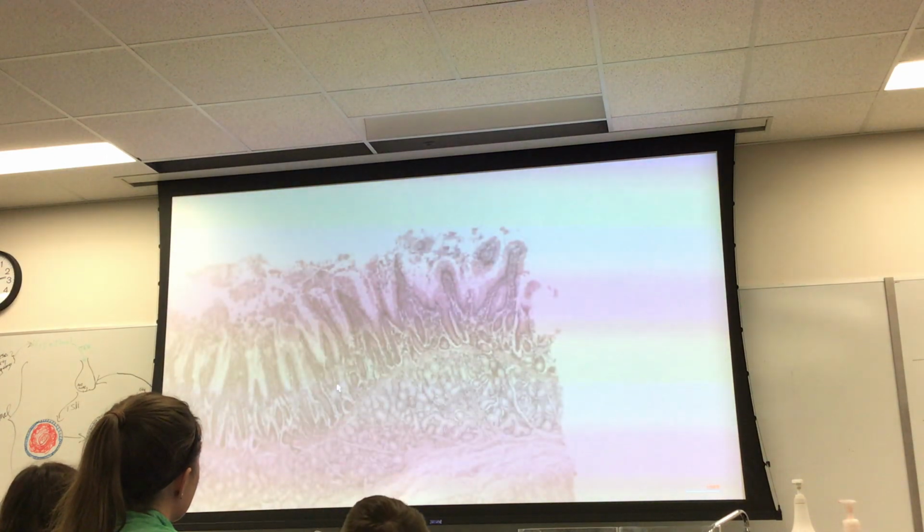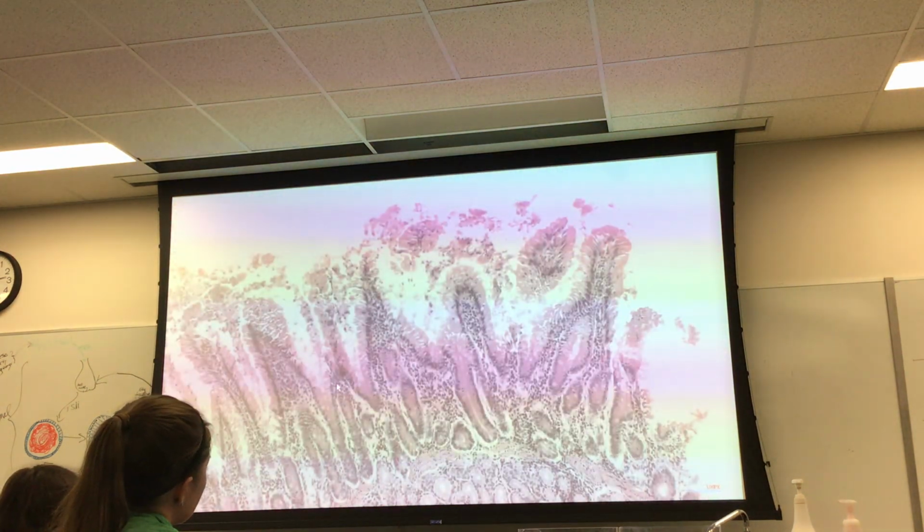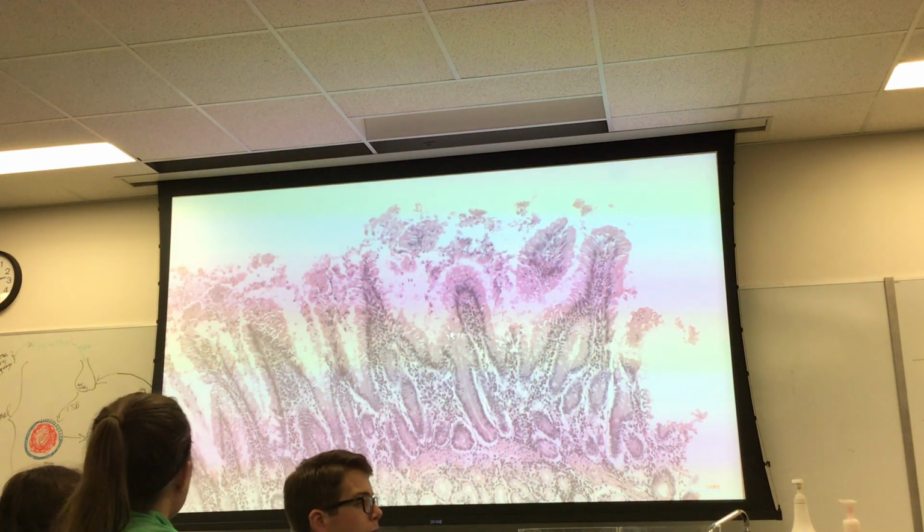Now, how do you know this is something different? Because look at the epithelium. See how the epithelium looks completely different? Now, true, it's going to be simple columnar, but it's going to be thrown into these folds out here. So again, another example of an organ.